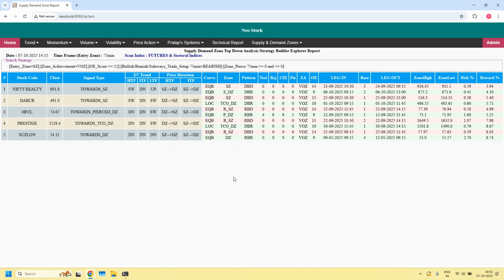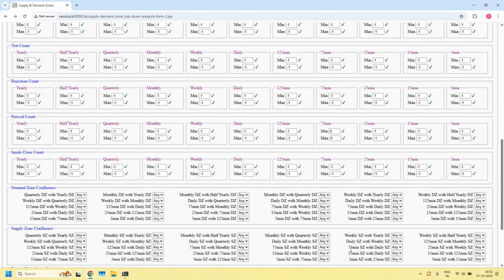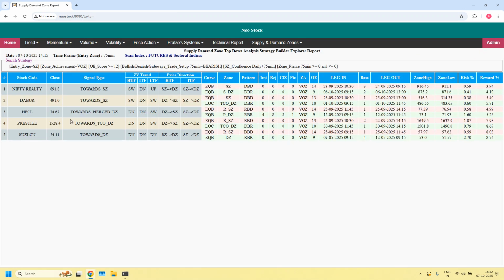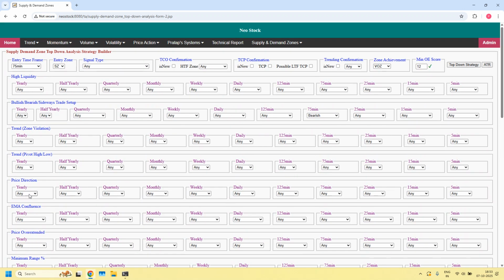And you should identify high probability trade setups, 75 minute supply zones from this list. So the first filter is LTF and ITF supply zone Confluence, and then ITF EMA Confluence. So 75 minutes and daily supply zone Confluence filter enabled, and applying the filter we got all 5 stocks. Again we will filter based on 75 minute supply zone with daily supply zone with daily EMA Confluence, because 75 minute supply zone overlapped inside the daily supply zone.